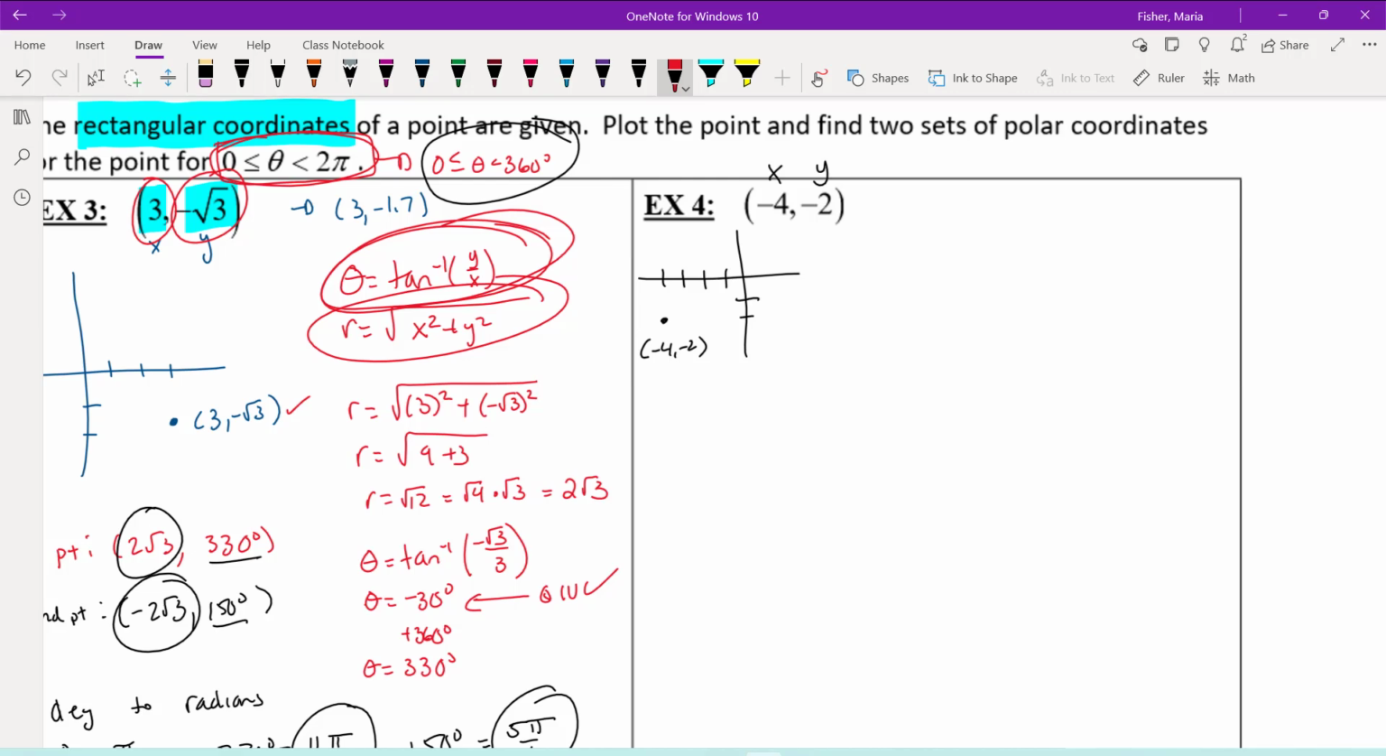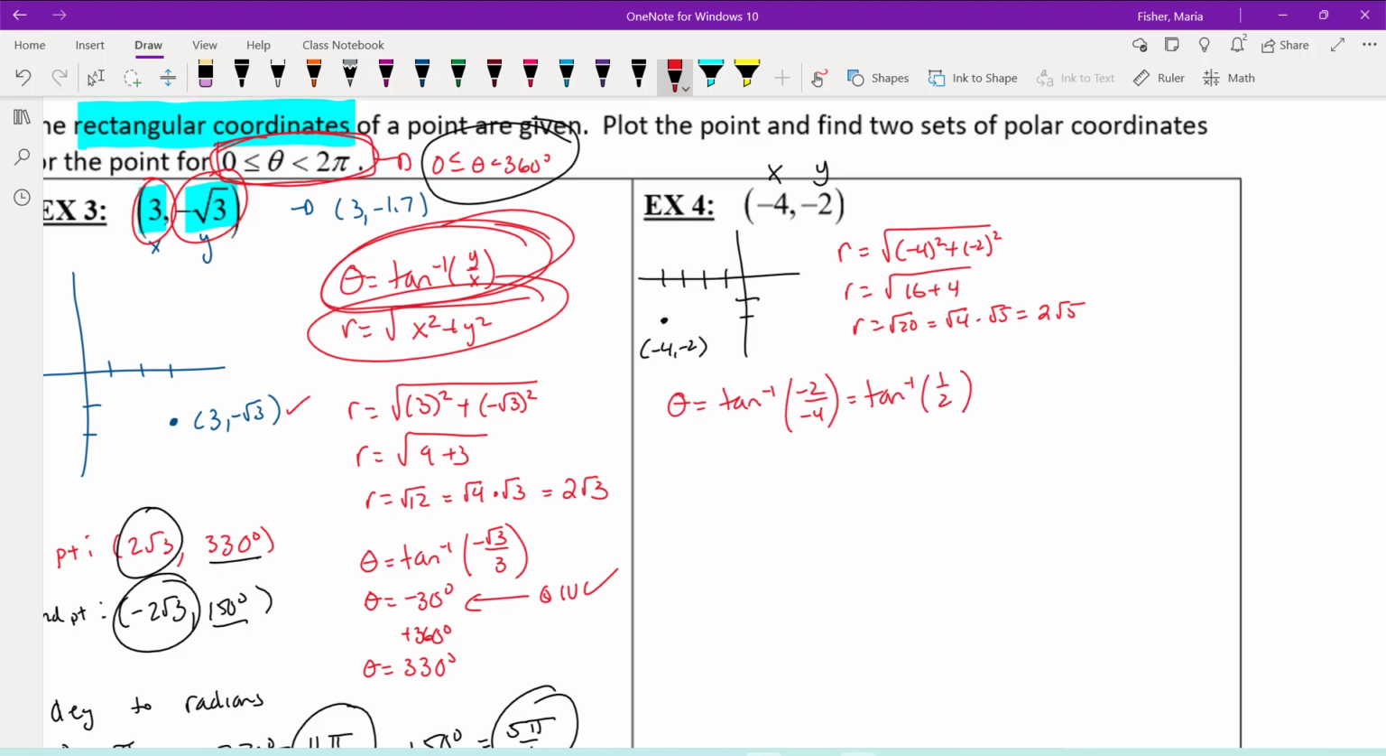Let's find r first because, again, usually that's easier. So this is my x and this is my y. Therefore, r is going to equal negative 4 squared plus negative 2 squared, which is 16 plus 4, or the square root of 20. Well, the square root of 20 cleans up to the square root of 4 times the square root of 5, or 2 square roots of 5. Now I need to find theta. Well, theta is going to equal the inverse tangent of y over x, which is negative 2 over negative 4, which I know is just going to reduce to positive a half.